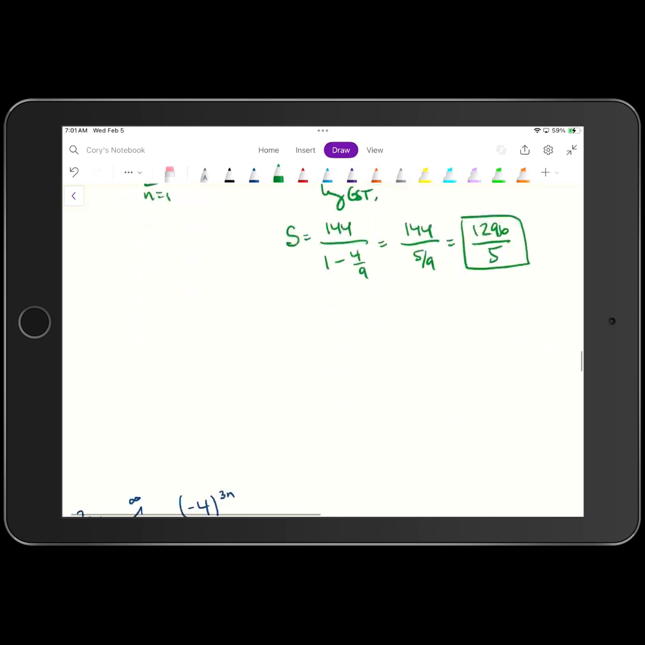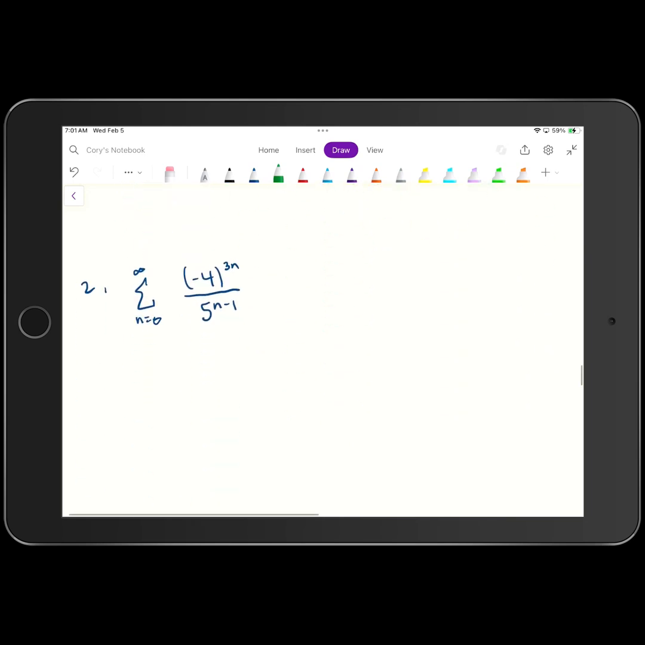Okay, let's try a similar example. For the next one, we have the sum from 0 to infinity of -4 raised to the 3n power divided by 5 raised to the n minus 1 power. Because we are starting the sum at n equals 0, we want our exponents to be in terms of n. So I can rewrite this as the sum from 0 to infinity.